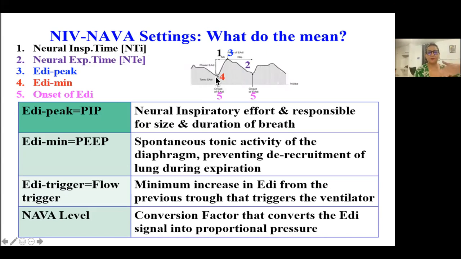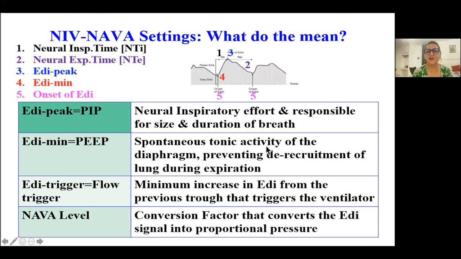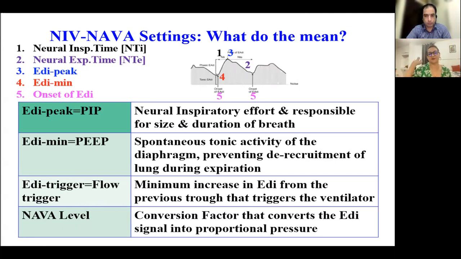It is the neural inspiratory effort and is responsible for the size and duration of the breath. EDI minimum is the PEEP. Below that, there will be a collapse if there is no EDI minimum, so there has to be an EDI minimum to keep that PEEP. This is a spontaneous tonic activity of the diaphragm so that there is no de-recruitment of the lung happening in expiration. And the EDI trigger, as I said, is the flow trigger. This is the minimum increase in the EDI from the previous trough that triggers the ventilator.